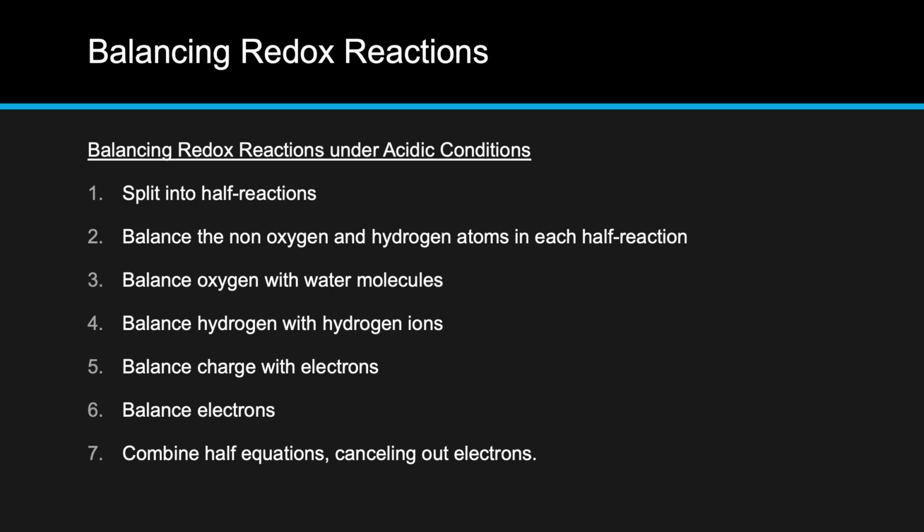Then balance the hydrogens with hydrogen ions. Then you're going to look at the charge of your half reaction and balance that charge out to neutral with electrons. Then you're going to look at your 2 half reactions and make sure that the electrons are the same. If they are not, you need to multiply one or both of them to get them to the same number of electrons. And then you're going to combine the half equations, canceling out any like species on both sides.